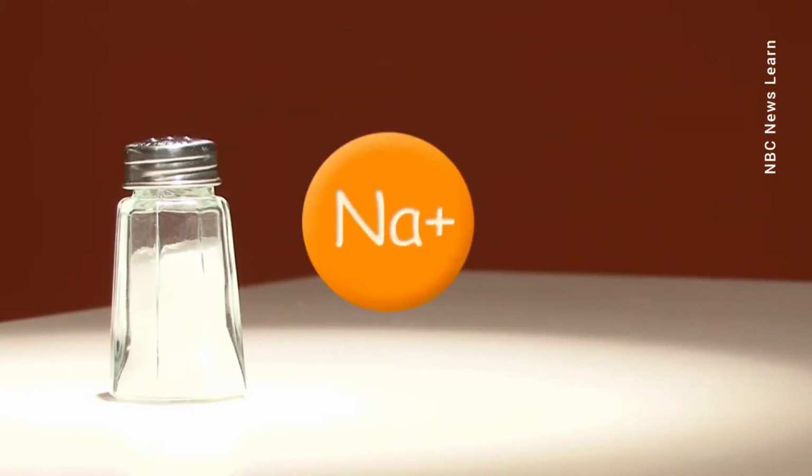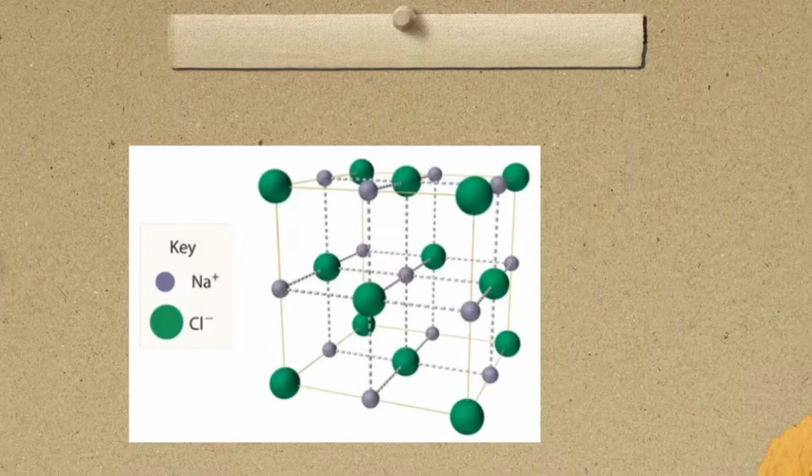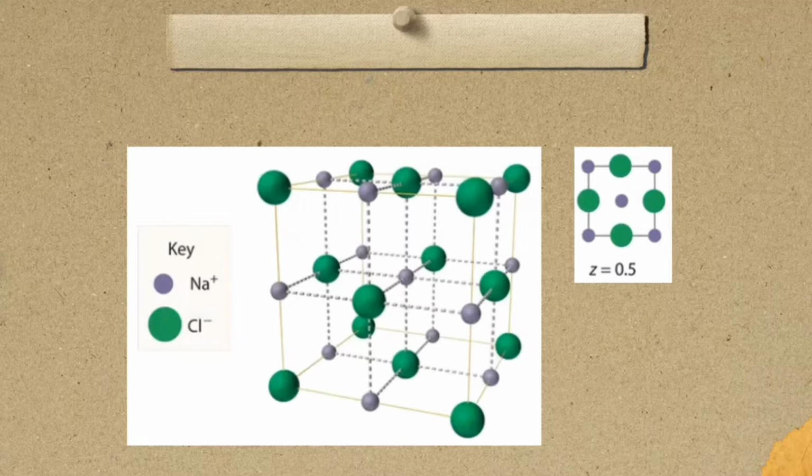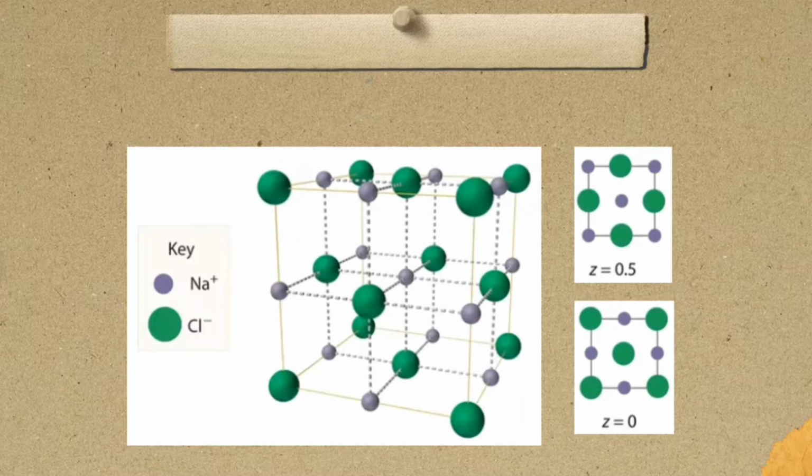Sodium chloride, also known as salt, is an ionic compound that has a face-centered cubic lattice. Na is present at the corners and face-centered, while Cl is present at the edges and body-centered. This can also be vice versa.